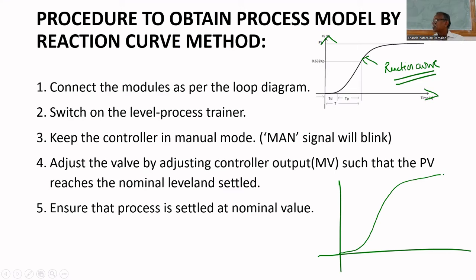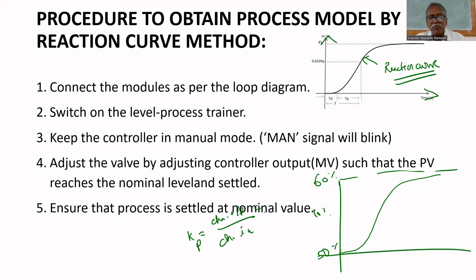It is settled at 60. Now, initially it is at 50. Now it is settled at 60. Change how much? 10%. Therefore, K equal to Kp, process gain. Kp equal to change in output by change in input. What is the change in input? 5%. What is the change in output? 10%. 10% by 5%. Therefore, gain is 2% per percent. That is K.